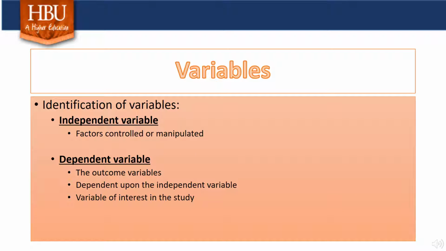When you're examining your problem or research question, you'll also need to identify any variables. Independent variables are those that are controlled or manipulated, and dependent variables are those that are outcomes, and they are dependent upon the independent variables. They're the variable of interest in the study.